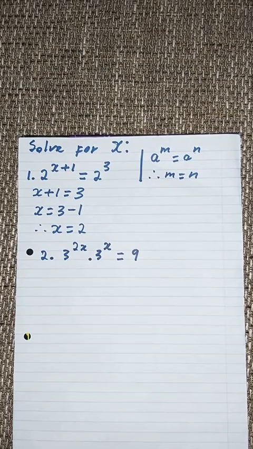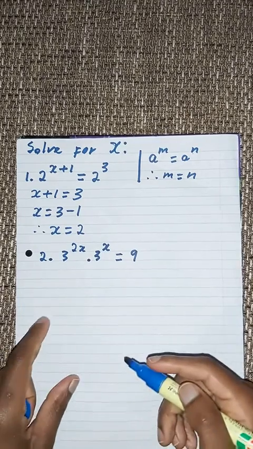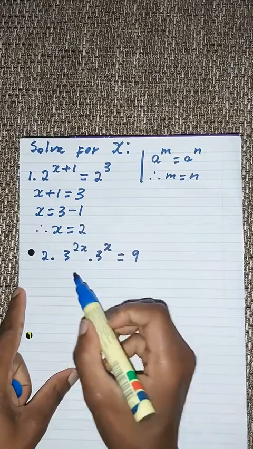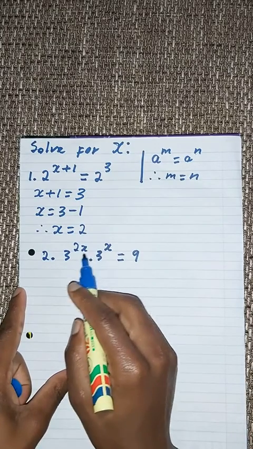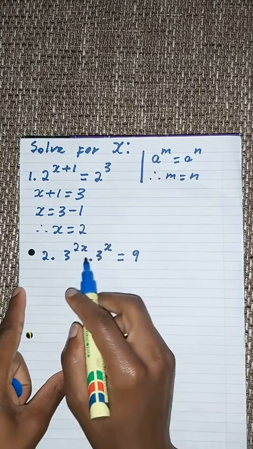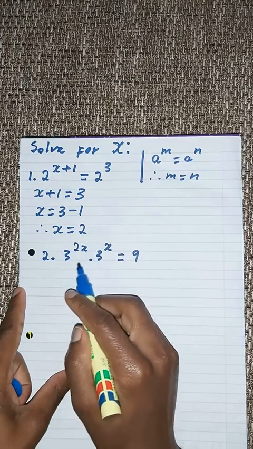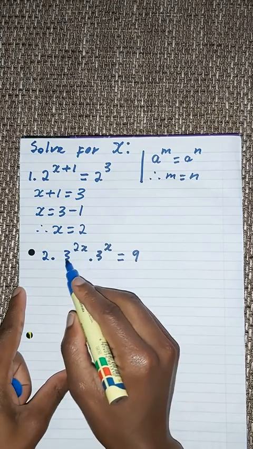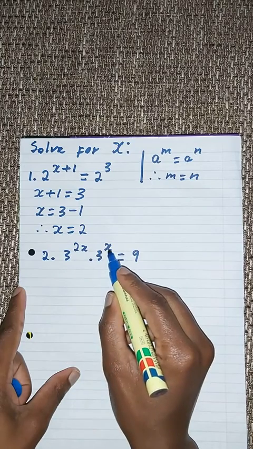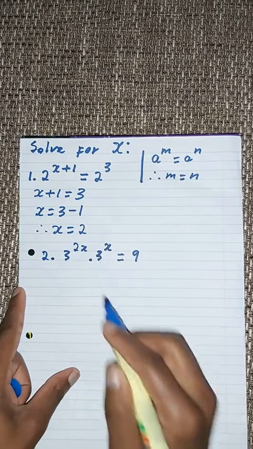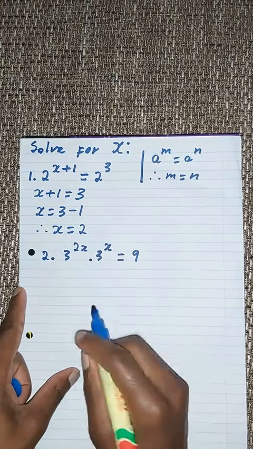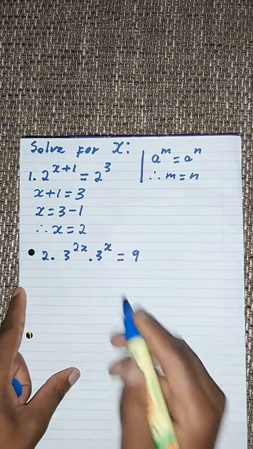Okay, here's another problem. So we have 3 to the power of 2x times 3 to the power of x is equal to 9. Now, the first thing that we need to do here, since we are obviously working with law 1, the first thing that we are supposed to do is to put these two exponents under one base of 3, since the two exponents share a common base, right? The exponent of 2x has a base of 3. The exponent of x has a base of 3 as well.